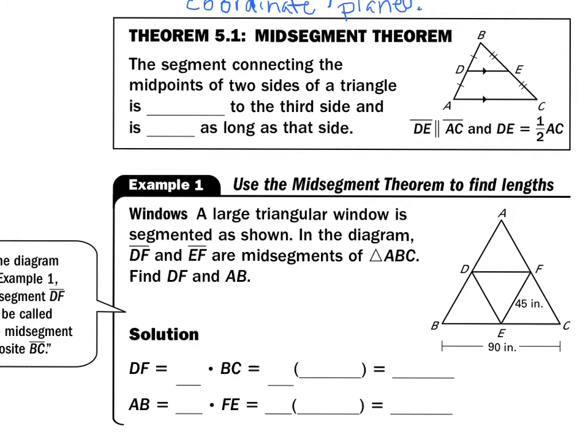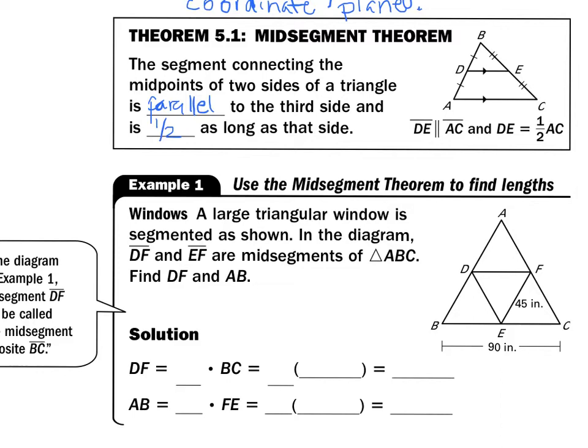Okay, theorem 5.1, the mid-segment theorem. The segment containing the midpoints of two sides of a triangle is parallel to the third side and is 1/2 as long as that side. So DE is parallel to AC and DE is 1/2 of AC.